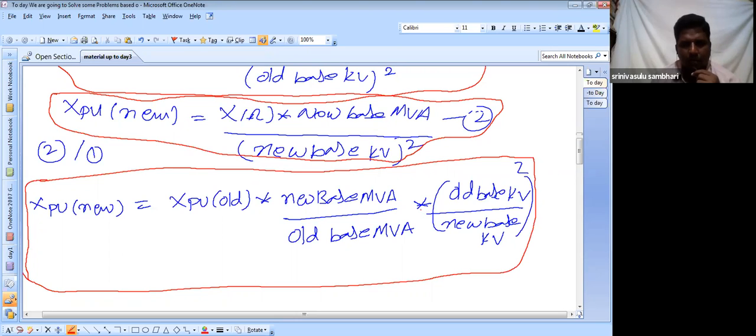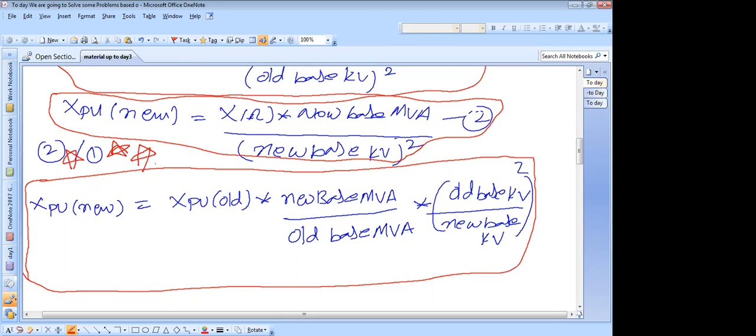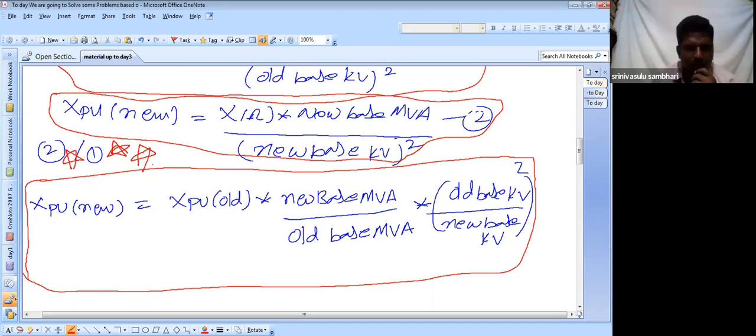Now this is a very important formula for drawing the reactance diagram. It is a very important formula. Always we are using this formula for drawing the single line diagram. This formula is very useful. That is X per unit new equal to X per unit old into new base MVA by old base MVA into old base kV by new base kV whole square.